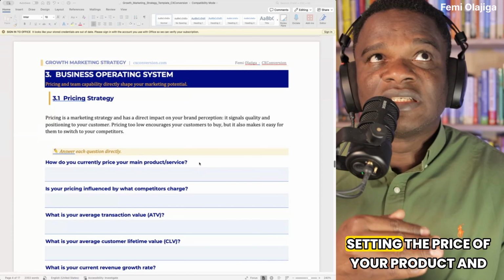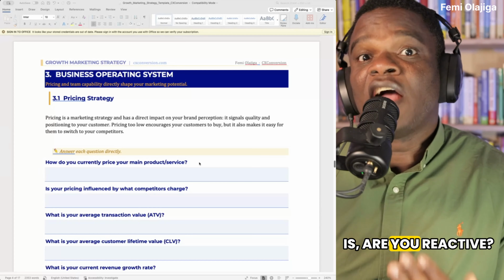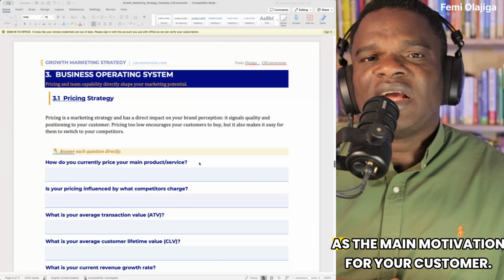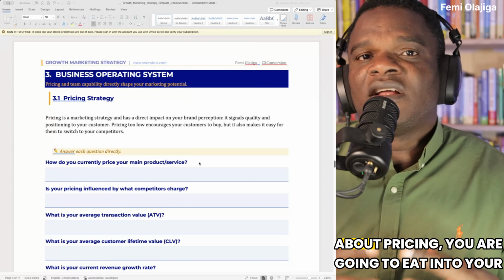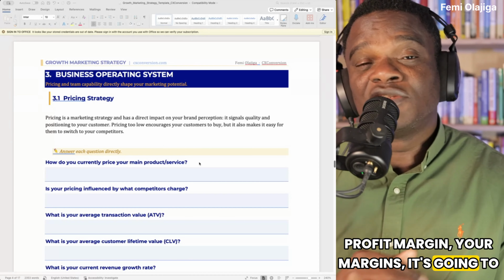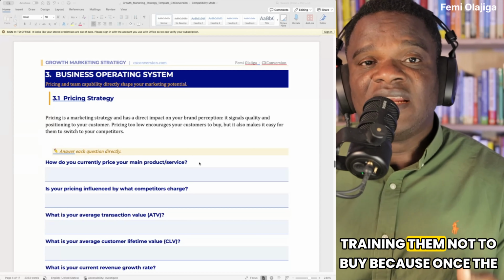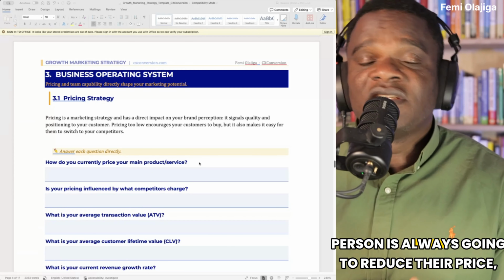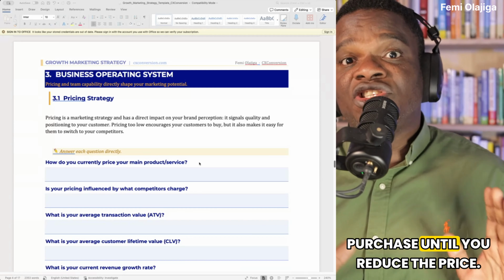Are you just setting the price of your product and service based on what your competitor's price is? Are you reactive? What I want you to avoid is using price as the main motivation for your customer. If you teach your customer to be all out about pricing, you are going to eat into your profit margin. It's going to eat into your margins quickly because you're not only going to motivate them to buy, you're also training them not to buy, because once your customer knows that this person is always going to reduce their price, I just have to wait. They're going to hold off making those purchases until you reduce the price.